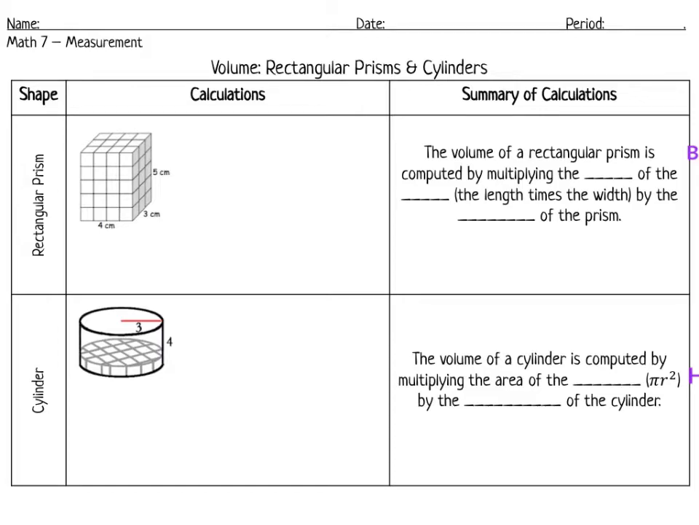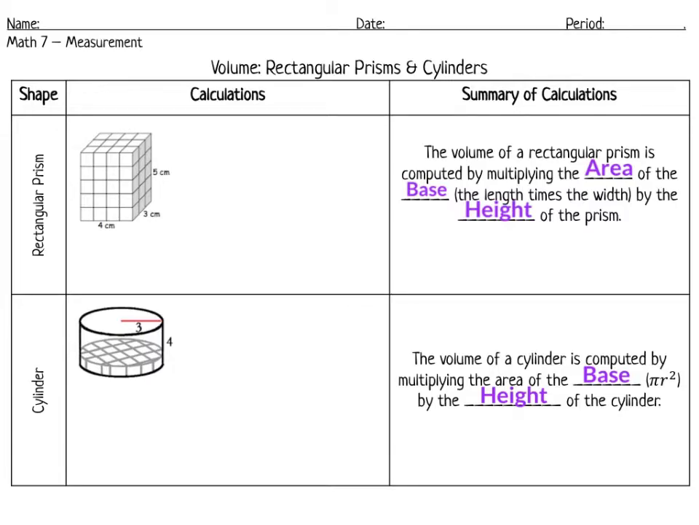So for a rectangular prism, the volume of a rectangular prism is computed by multiplying the area of the base, that's the length times the width, by the height of the prism. For a cylinder, the volume of the cylinder is computed by multiplying the area of the base, pi r squared, by the height of the cylinder. So notice that every time that we're finding volume, we're going to first find the area of the base, no matter what shape it is. So whether it's a rectangular shape or whether it's a circular shape, we're going to find the area first and then multiply that by the height.